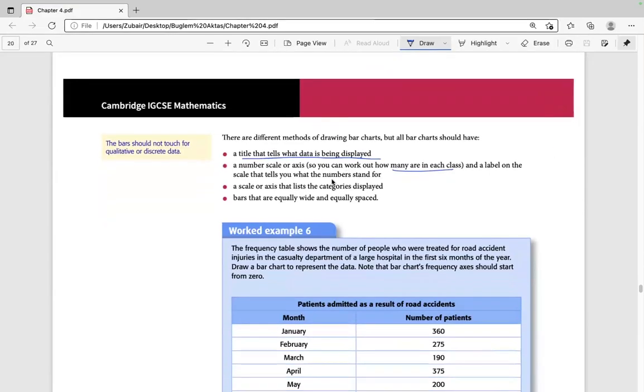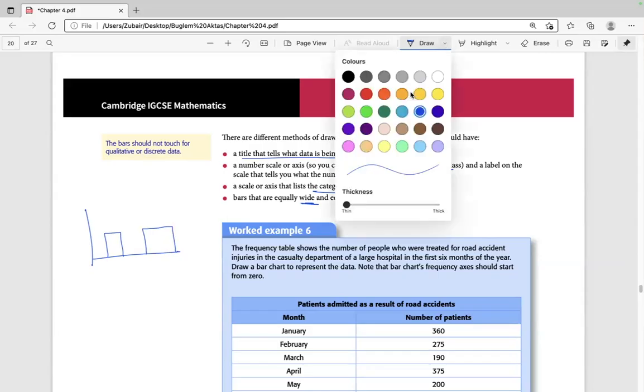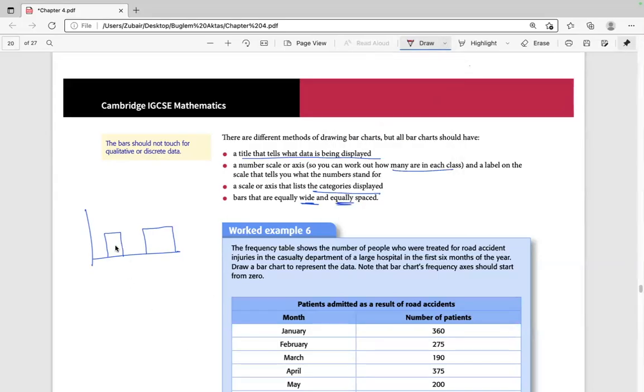So title should be there, axis should be labeled, a scale on the axis that lists the categories displayed, bars that are equally wide and equally spaced. Now, what does this mean? It means the width should be the same, so the bars look organized. If I have it otherwise, it will give a misinterpretation that maybe option A and B, maybe B, are double in number. So the width should be the same.